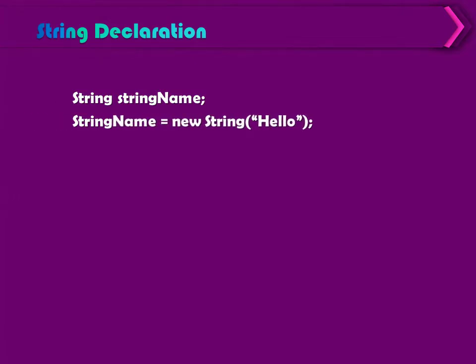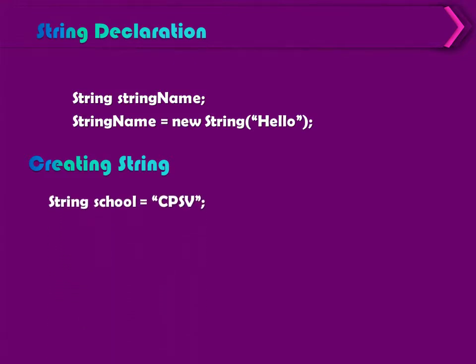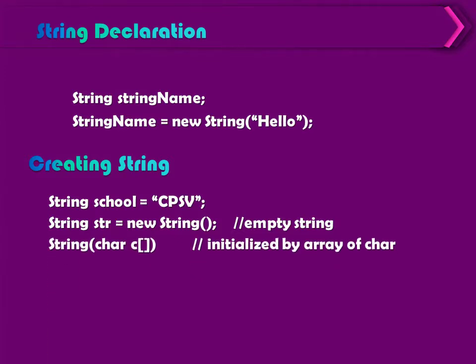A string may be declared as follows: simply giving a variable name for the data type String, or creating it with the new keyword. A string can be created by simply initializing with double quotes, or creating an empty string using the new keyword, or simply initialized by an array of characters.